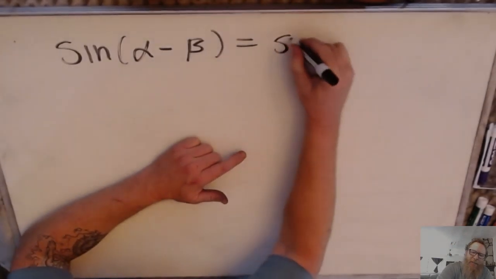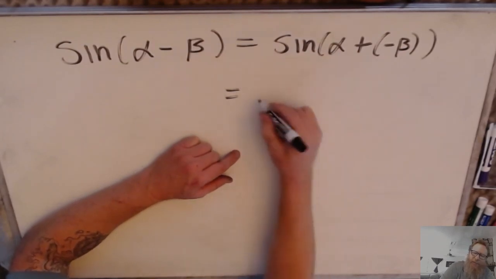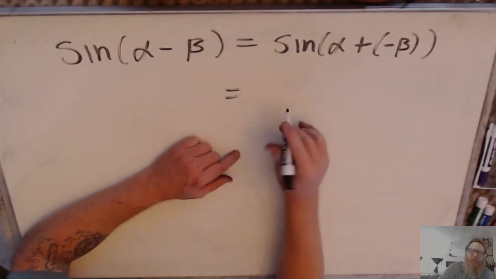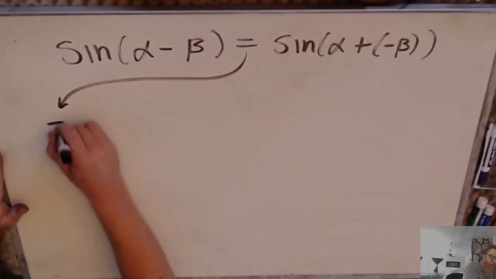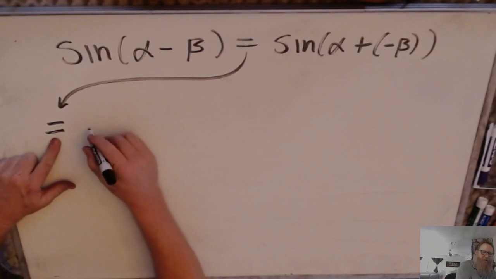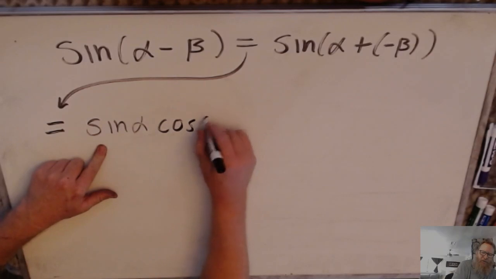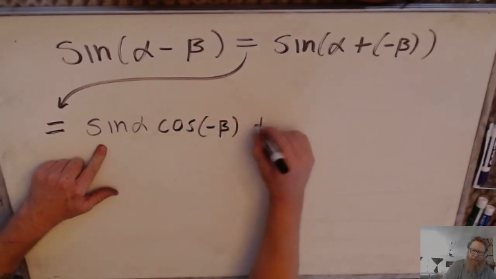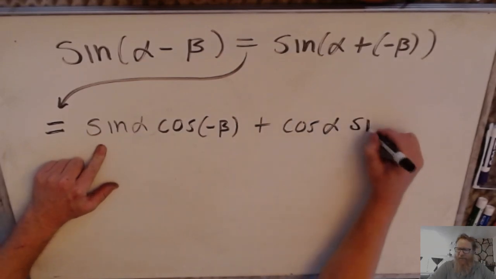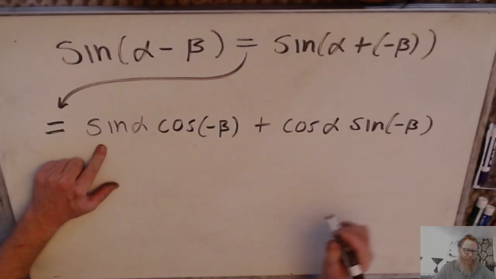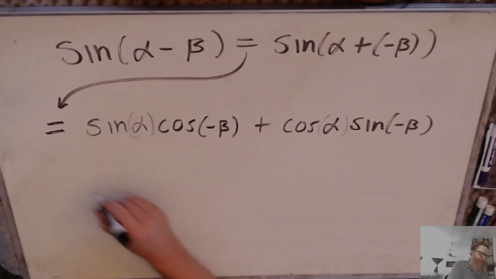So we're going to rewrite this as sine alpha plus negative beta. And then we're going to use the formula that we just had. I learned my lesson last time. I should have moved over here sooner. Yeah, so that's sine alpha cosine negative beta plus cosine alpha sine negative beta. If I really want to be safe, I'll put parentheses around everybody.